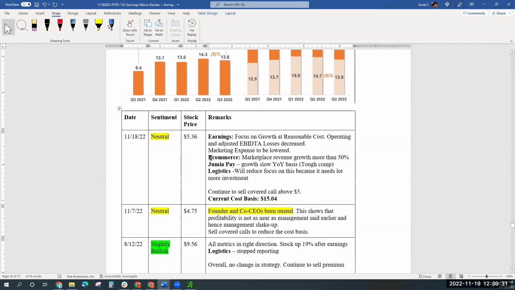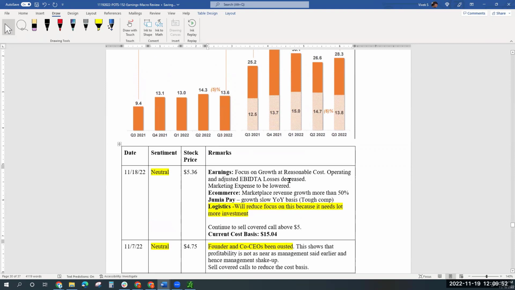And this one, the e-commerce marketplace, I already talked about. Jumia Pay grew, but grew very little because there's a tough comp. Logistics, good to see that they're reducing their focus on logistics. This was a new business that they started in 2020, because in 2020 everyone was starting new businesses. Now they're trimming back the focus on it.